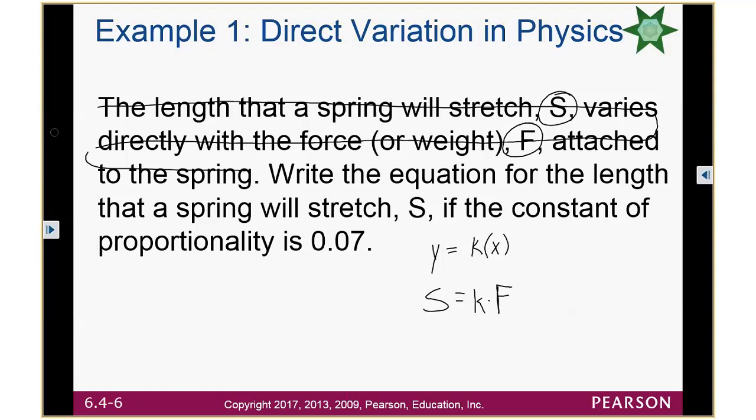Write the equation for the length that a spring will stretch if the constant of the proportionality, blah, blah, blah, if the constant, what did I tell you the constant was? Okay, so plug in 0.07 for K. S is equal to 0.07. Now, this is a basic teaching slide. It's not a homework problem, okay? All they want is, remember me telling you to put K back into the original equation, like on number two? Well, they're asking you to do it with this first equation. But they don't tell you to solve for K and give you other information; they'll ask you to do that too. So this is pretty basic. Pretty simple.